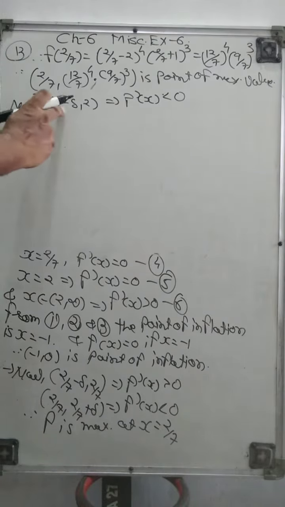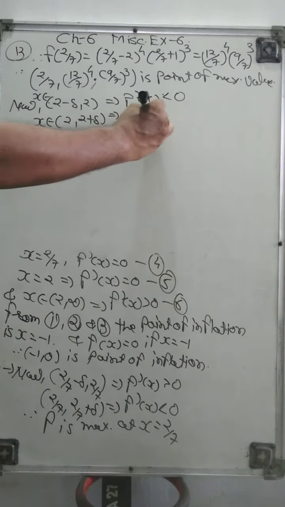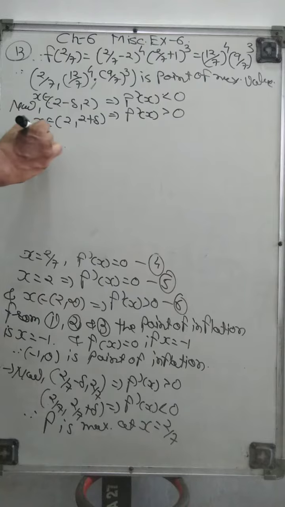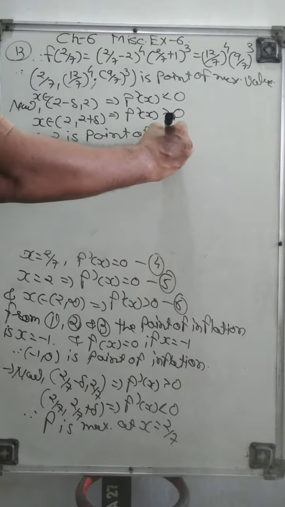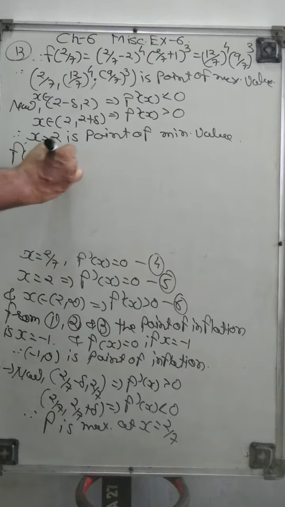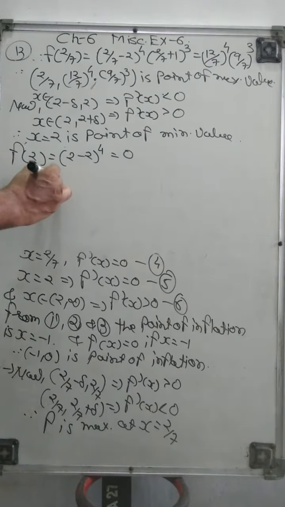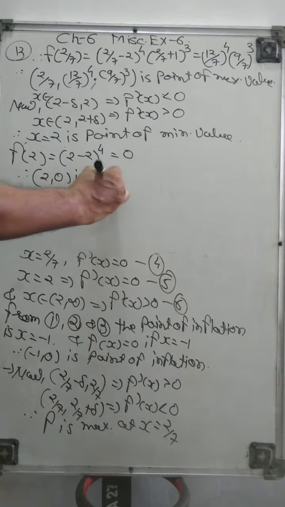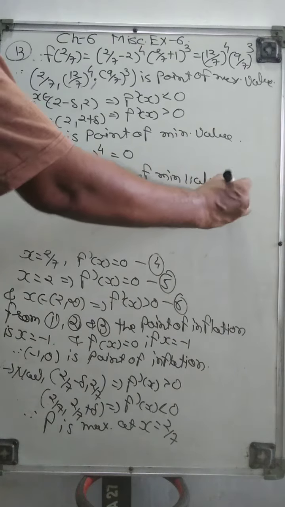Here x belongs to (2 - delta, 2) implies f'(x) is less than 0, and x belongs to (2, 2 + delta) implies f'(x) is greater than 0. Therefore x equal to 2 is a point of minimum value, and the minimum value is f(2). It is (2 - 2), which is 0 raised to 4, that means 0. So therefore (2, 0) is the point of minimum value.